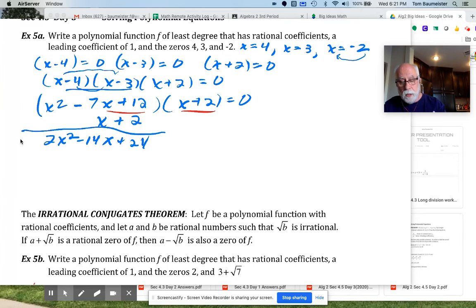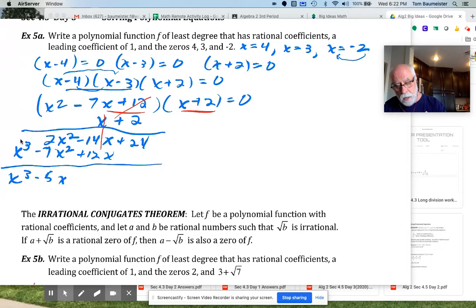And then remember, we're going to multiply those by x, and it should go under the x, which, as you can see, it does. So x times 12 is positive 12x. x times negative 7x is negative 7x squared. And then x times x squared is x cubed. Again, I'm going to now add all of those together, so I'll get x cubed. 2x plus a negative 7 is negative 5x squared. Negative 14x plus 12x is negative 2x. And then we'll have the plus 24.